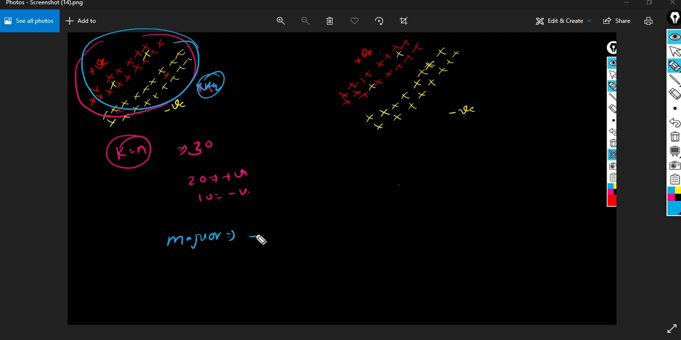The majority is positive points only. That means for every query point we give, it will give us positive. Whether it is here or here or here, anywhere it is, it only gives the positive class, because the number of majority points is going to be more for the positive class. That's why it was giving the positive class. This is also a big issue. We call this the underfitting problem.